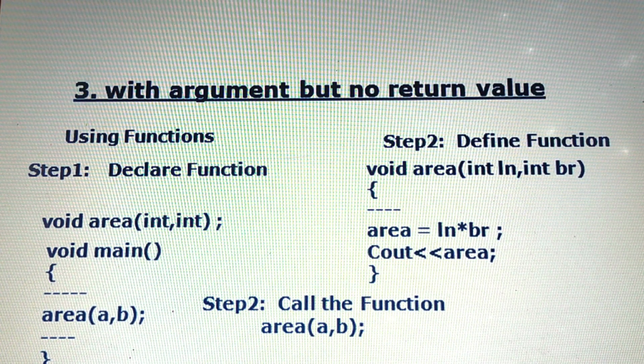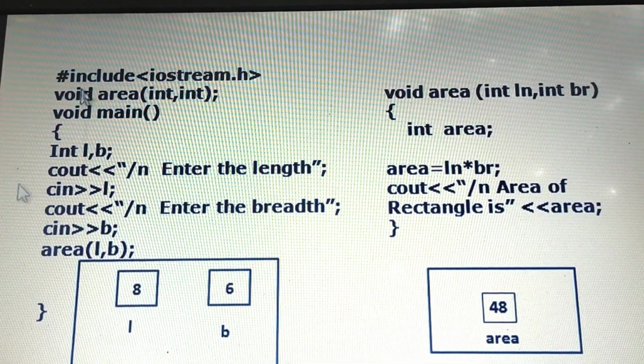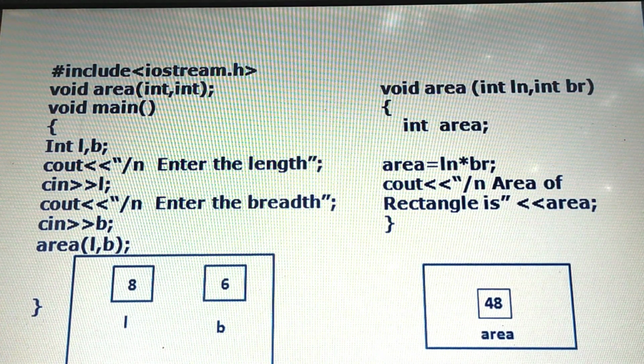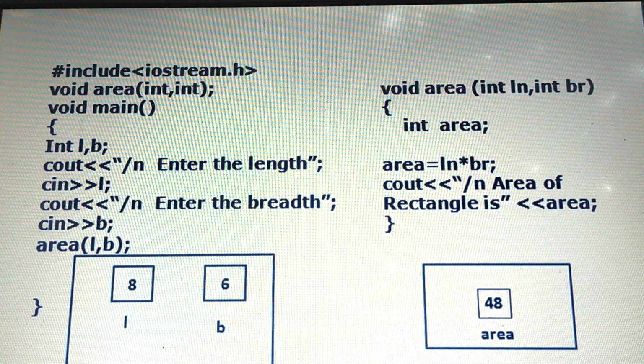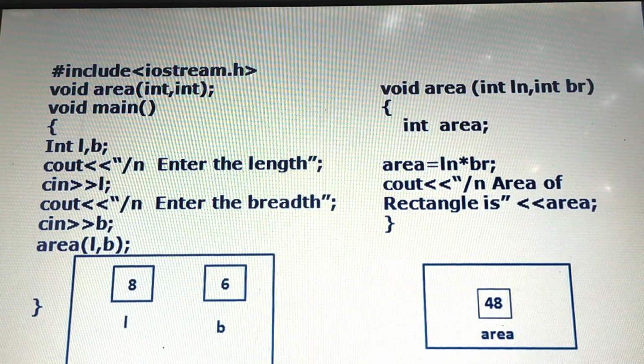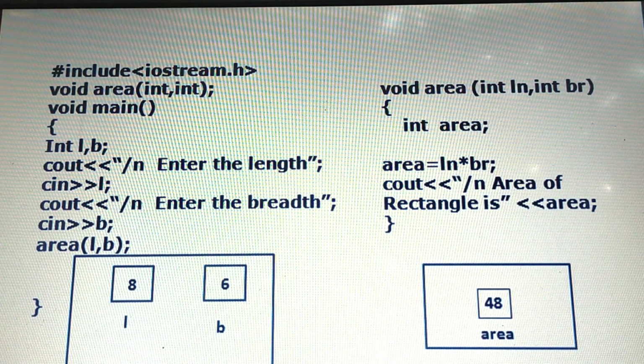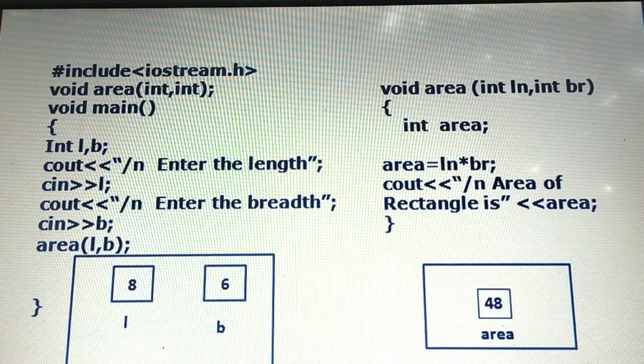Then let us see how to write the exercise with this third type of function. Let us modify the same program with the third type of function, with argument but no return value. First we will do the main program. In the main program, first we have to declare the function. The declaration starts with the return type void, because there are no returning values. Nothing to return, so the return type is void.